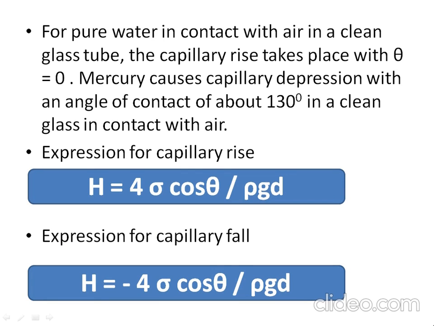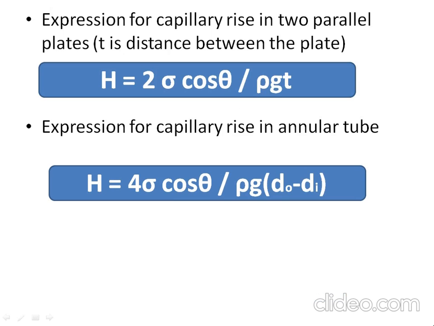Expression for capillary rise: h is equal to 4 sigma cos theta by rho g d. Expression for capillary fall: h is equal to minus 4 sigma cos theta by rho g d. Expression for capillary rise in two parallel plates: h is equal to 2 sigma cos theta by rho g t, where t is the distance between the two parallel plates. Expression for capillary rise in an annulus: h is equal to 4 sigma cos theta upon rho g times (t outer minus t inner).